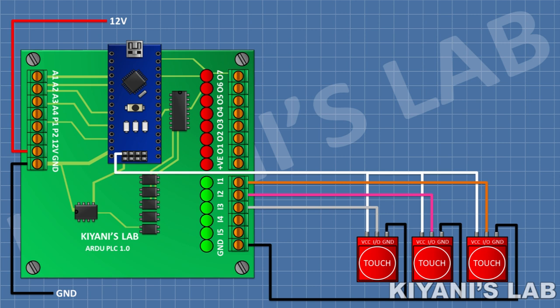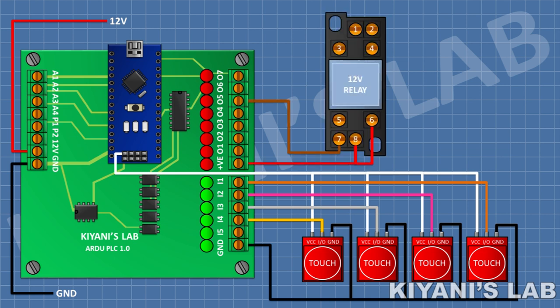After that, connect another touch switch and connect its VCC pin to the 5 volt pin of Arduino and its ground pin to ground and its IO pin to input 4 of the PLC. After that, I'm gonna connect a 12 volt relay and connect its pin number 8 and its pin number 6 to positive supply and connect its pin number 7 to output 5 of the PLC.